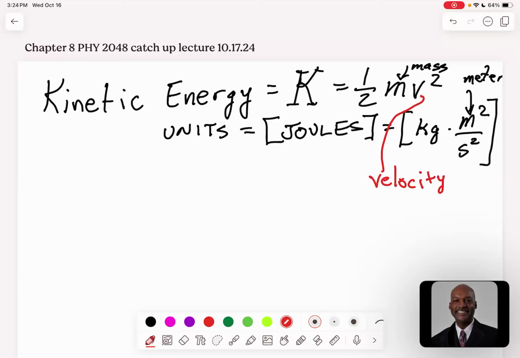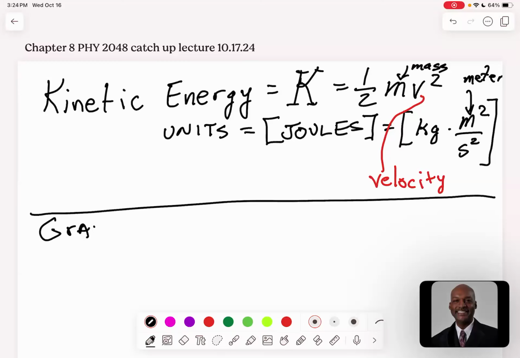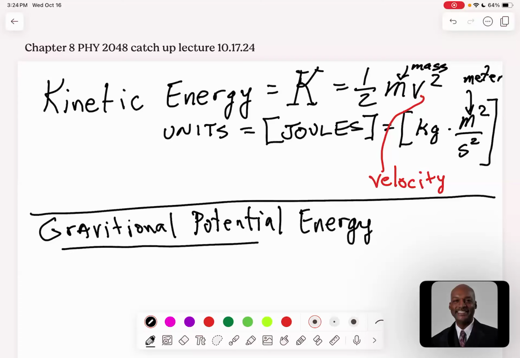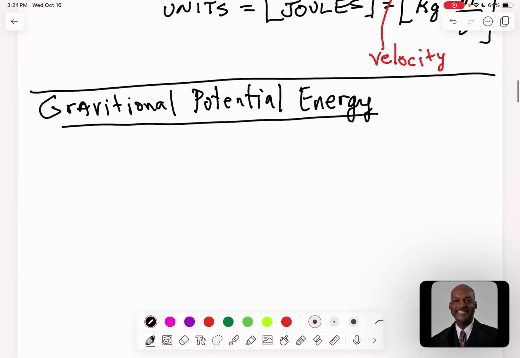The other type of energy that we're going to look at is that of potential energy. And we're going to look at potential energy in a couple different ways. We're going to look at gravitational potential energy. That comes by way of moving an object, typically in an upward position, to kind of foster and gain energy, if you will.